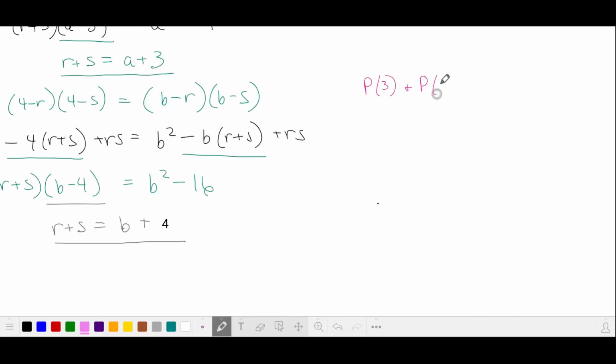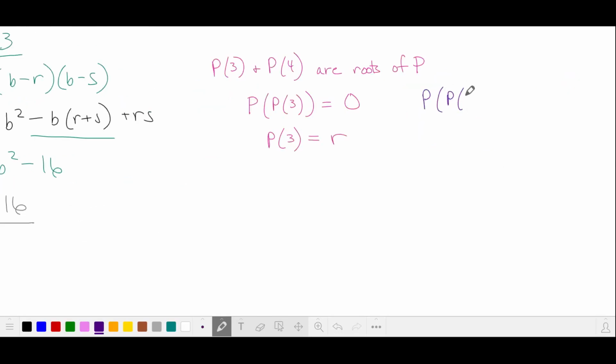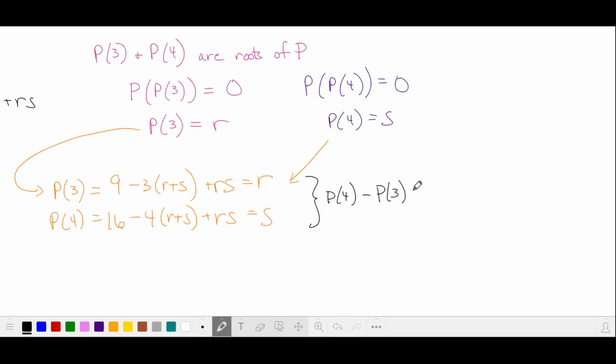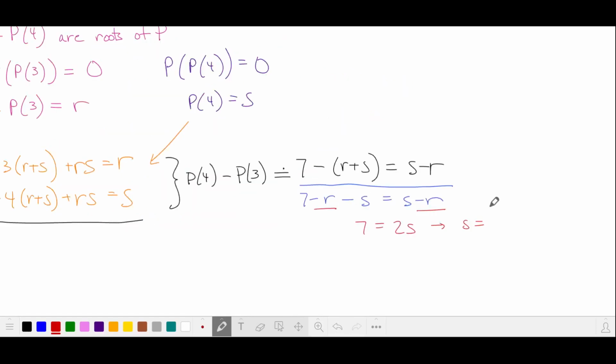So we have that p of 3 and p of 4 are roots of p, so p of 3 is going to be equal to one of our roots, and similarly p of 4 is going to be our other root. So from this first equation, plugging in as before for p of 3, this is equal to r. And from this equation, for p of 4, we plug in, this is equal to s. We can subtract p of 3 from p of 4, and we get 16 minus 9 is 7, and then minus r plus s. And on the right-hand side, we get s minus r. And we'll solve for s, which is 7/2.